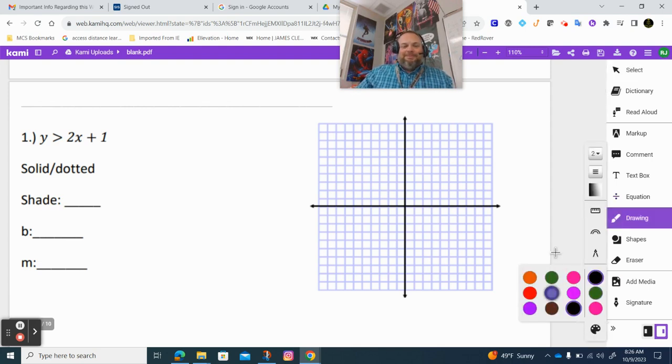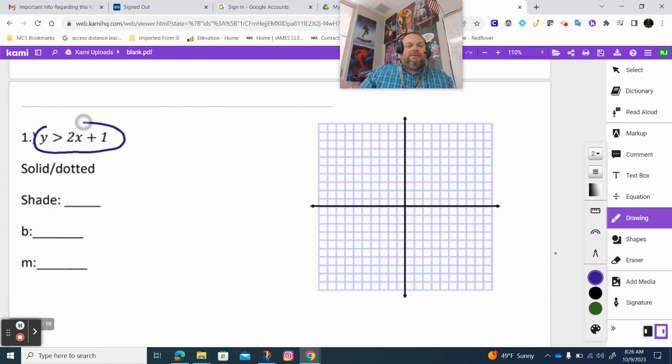All right. Anywho, let's move on. So let's look at this. Here's our inequality right here. This is what we're looking at. Now, does this have a line underneath it? No. So this is going to be a dotted line. Is the y being eaten? Yes. So we're going to shade up.